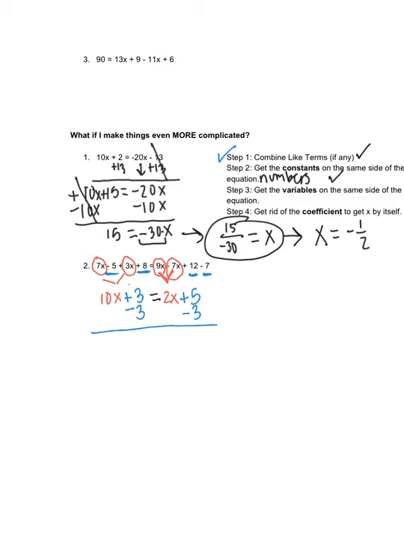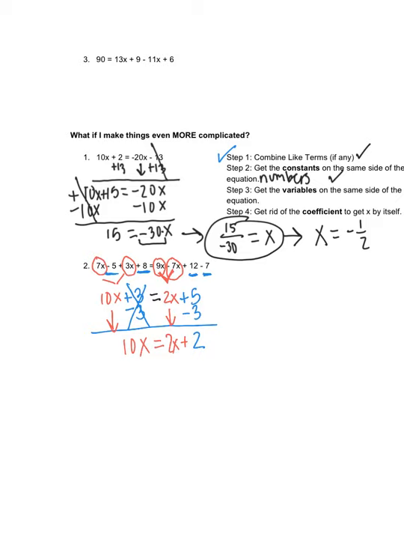Now, the 3 minus 3 cancels out. That was the whole point of what we did. And 5 minus 3 is 2. So then nothing happened with the 10x. That just comes down. And nothing happened with the 2x. So I have 10x equals 2x plus 2.